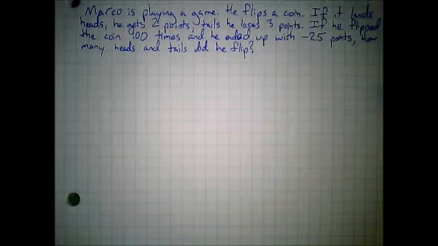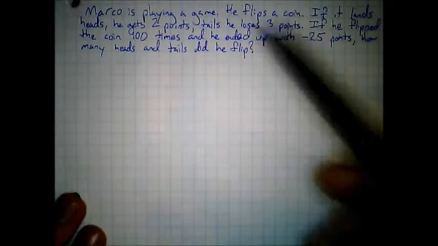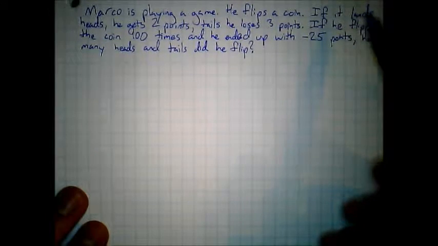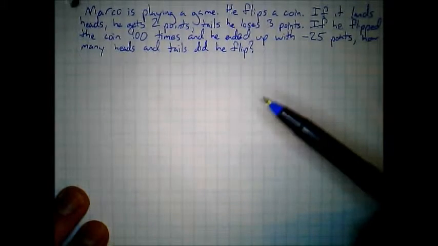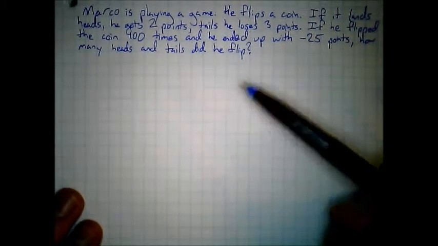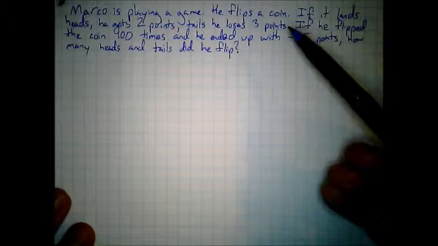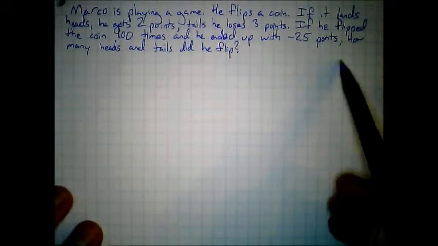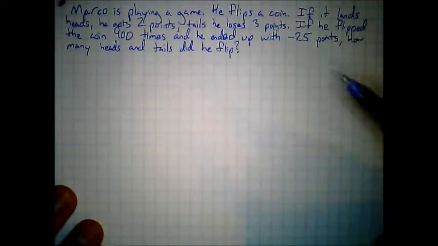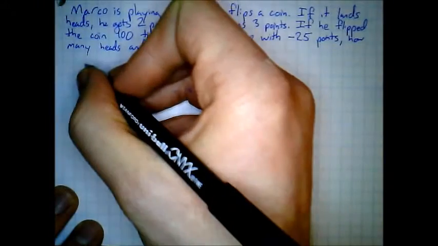Okay, so again, we see we have a system of equations. We have a lot of information going on in this problem. So the very first thing we need to do is figure out what our variables are going to represent. Do we understand what's going on in this problem? Well, he's flipping a coin, and you either get heads or you get tails. And the question is asking how many heads and how many tails did he flip. So that's what our variables are going to represent.